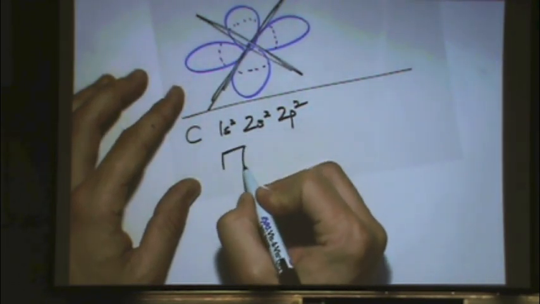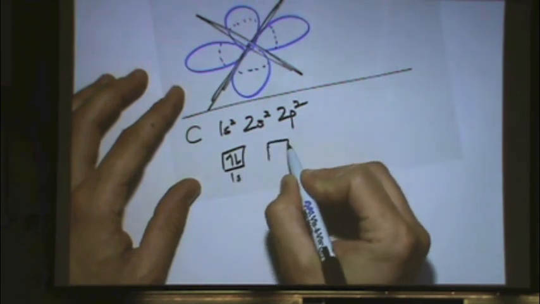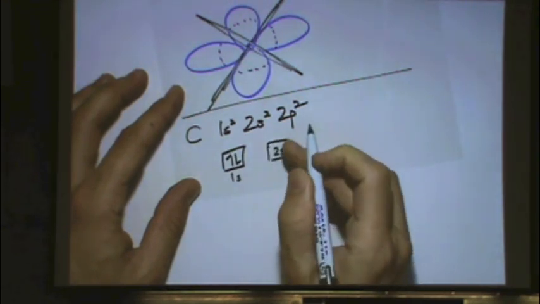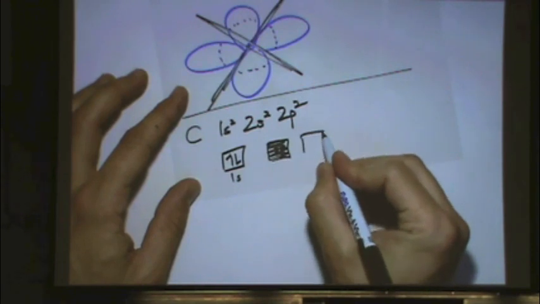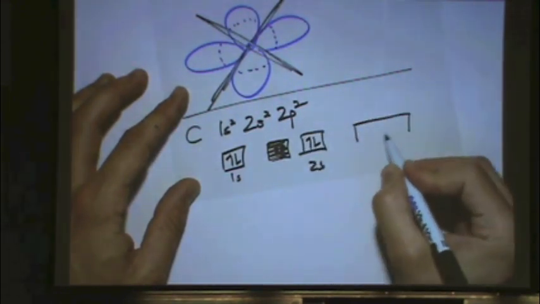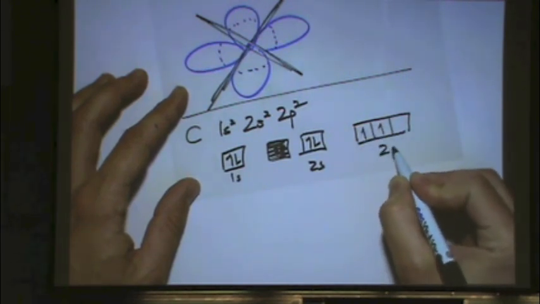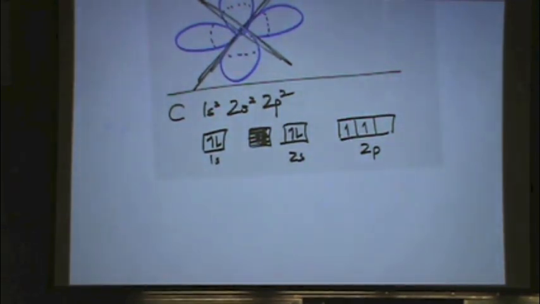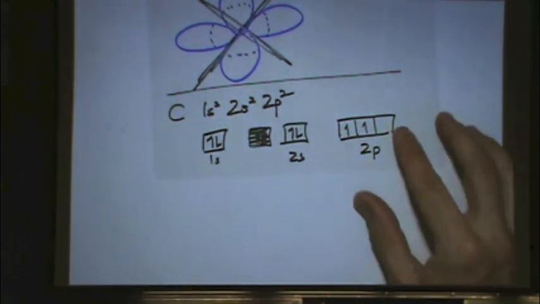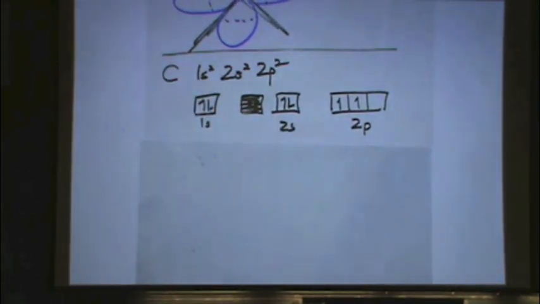Let's draw this out with boxes. 1s2, 2s2, and then 2p2. So here's the electron configuration drawn out. Another way you can get a quantum number question is to label the quantum numbers of these electrons.